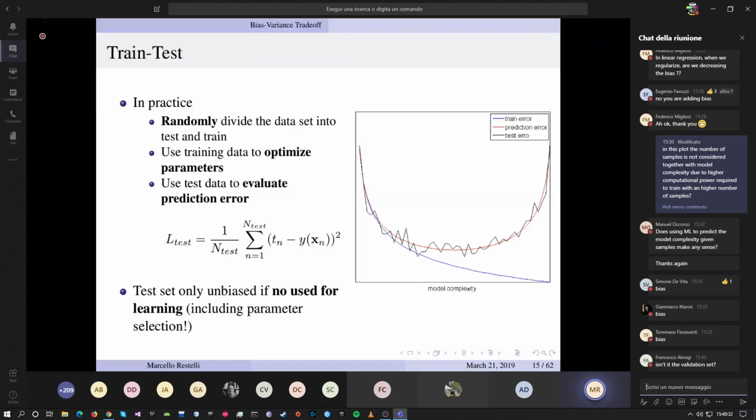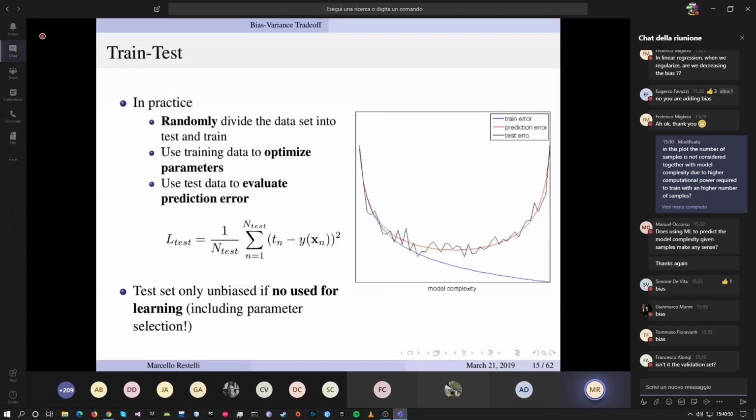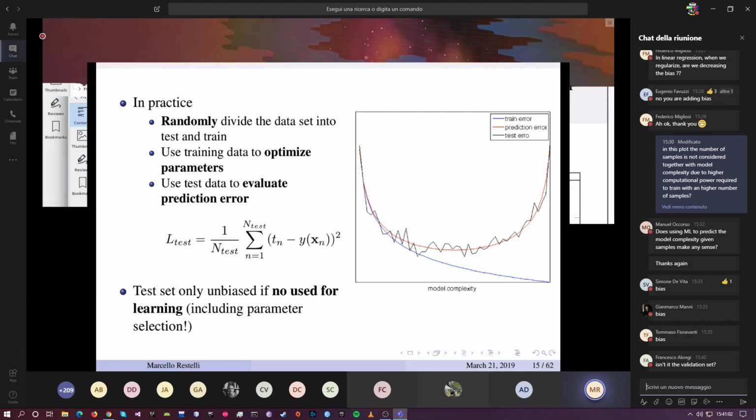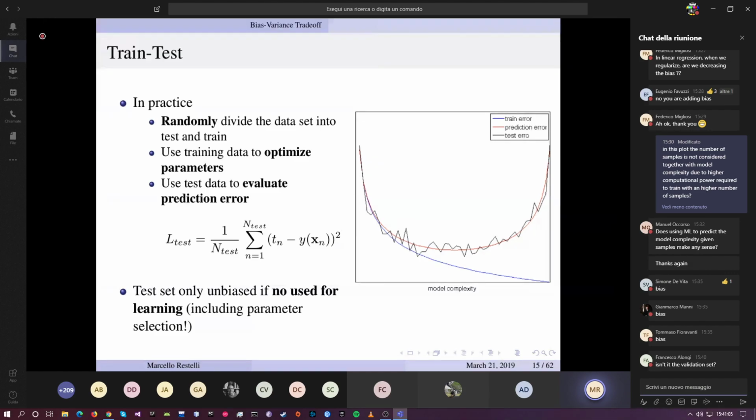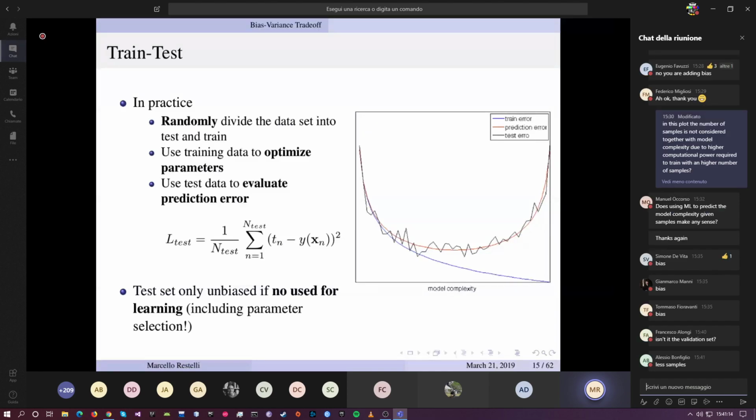So I have a train set and a test set. Now the problem: in the previous case, I used all the data for training, and I had only the train error. Now I say no, you have not to use all the data for training. You have to keep some of the data away for testing purposes. In this way, you can measure the prediction error. What is the problem in doing this? If some of the data are used for testing, it means that the training set now has fewer samples.